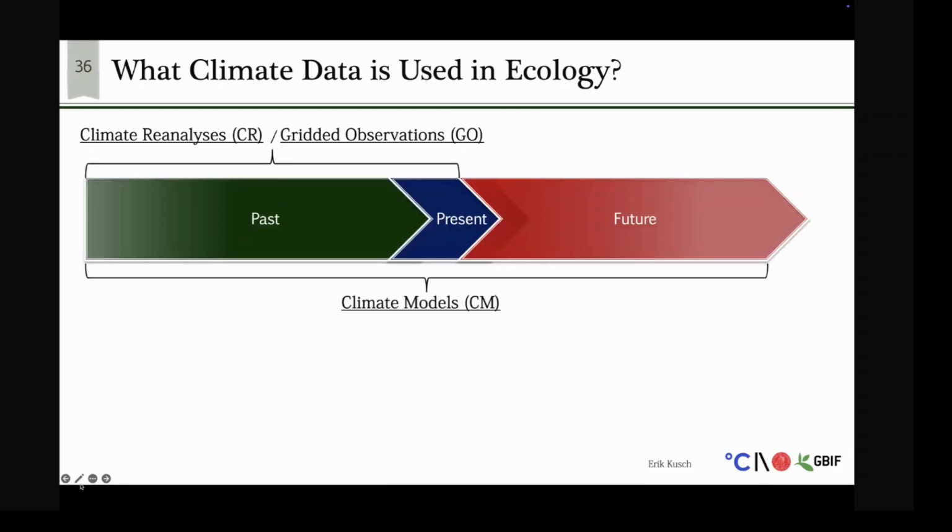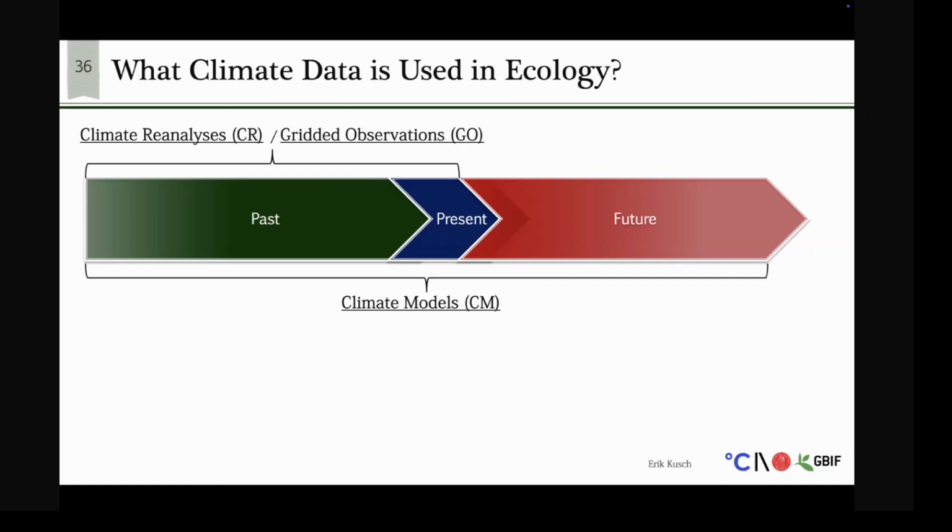How do we use these different data sources or data types? You will most likely have only interacted at macro scale, at least, with gridded observations. I would like you to stop that after today, and you'll see why in just a second. When we want to look at past and present conditions, we can use everything: climate reanalyses, gridded observations, and climate models. However, when we look at future conditions, we can only use climate models.